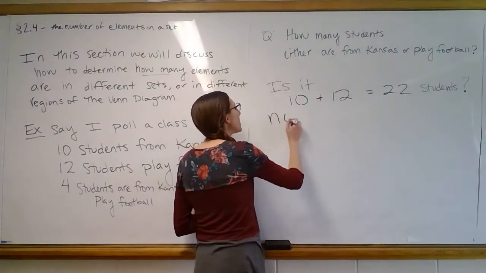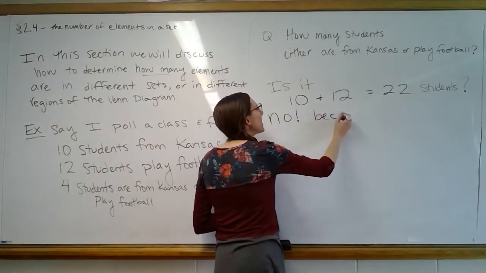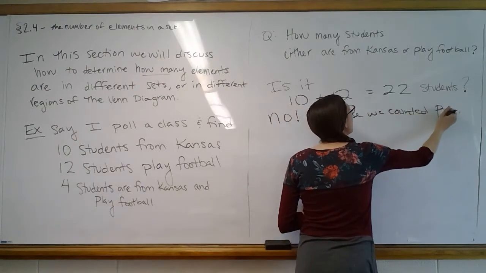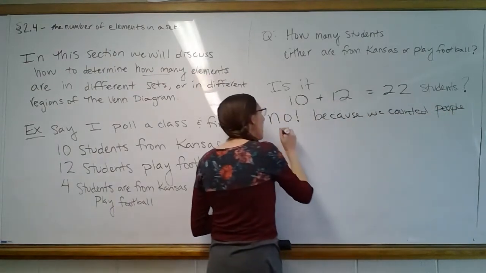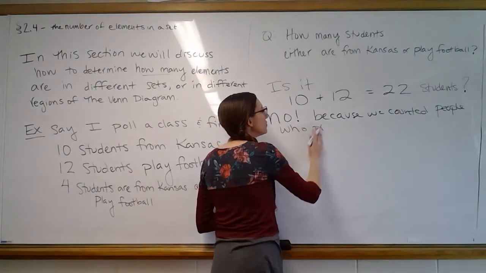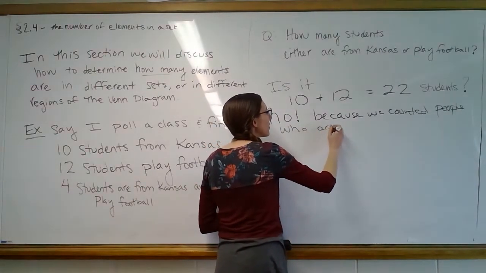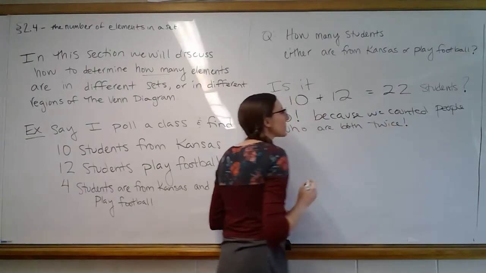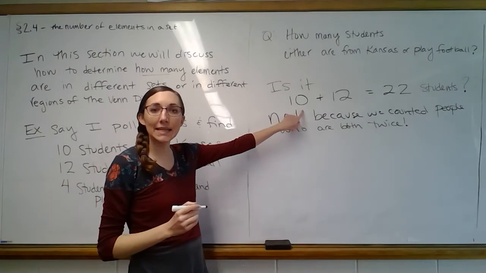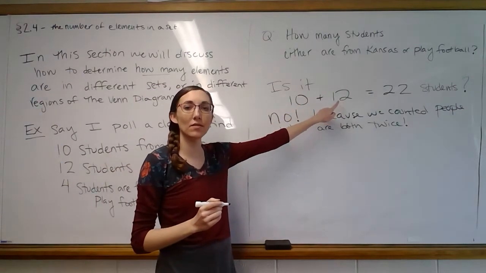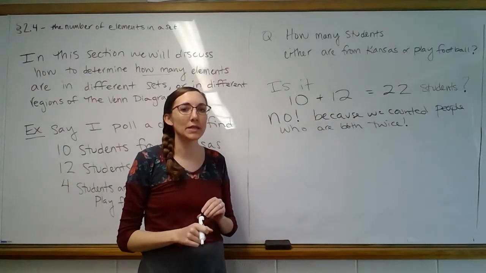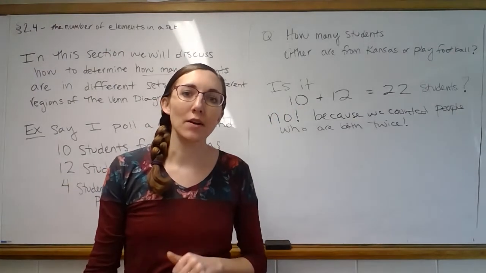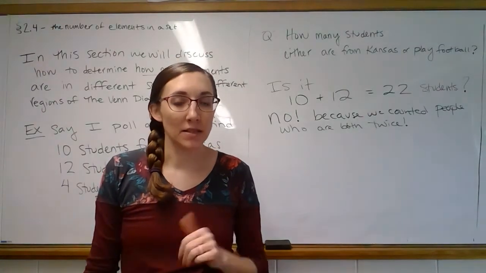So the answer here would be no, because we counted people who are both twice. They're a part of the 10 and they're a part of the 12, right? We've got them counted extra times. There are not 22 individuals. There are only a smaller number than that.